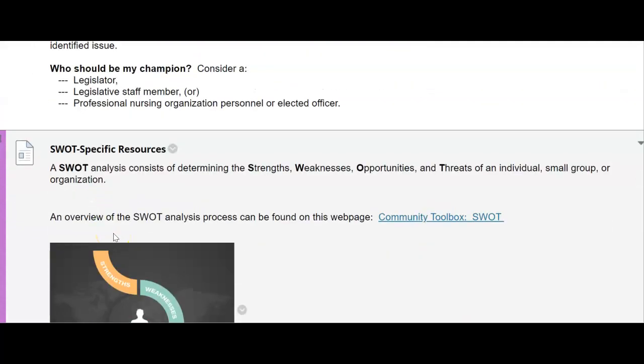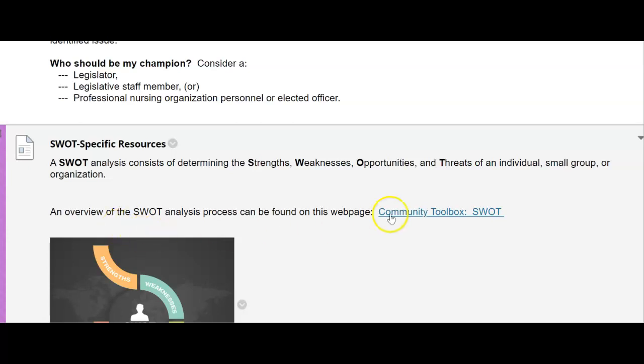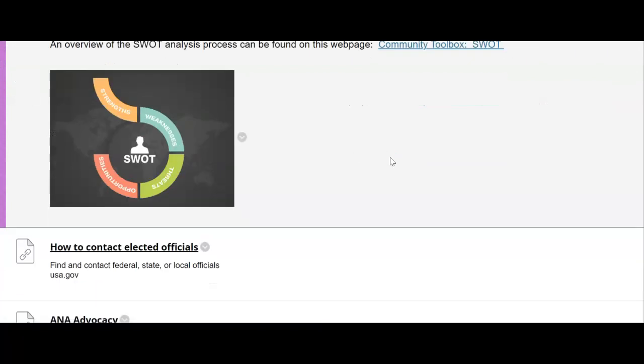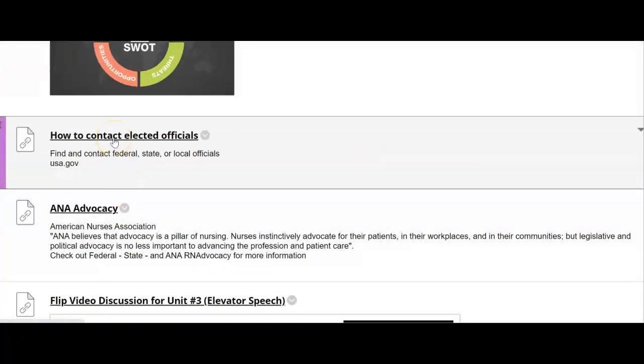If you're not familiar with SWOT analysis, there's a nice overview of it in the Community Toolbox. That might be of benefit for you. Another resource. Some of these things are just resources, but if you don't at least investigate and look at what they may offer you, you might miss out. Then, how to contact elected officials. This is USA.gov. It asks you to put in an address, and it will help you find your specific state, local, or federal officials.